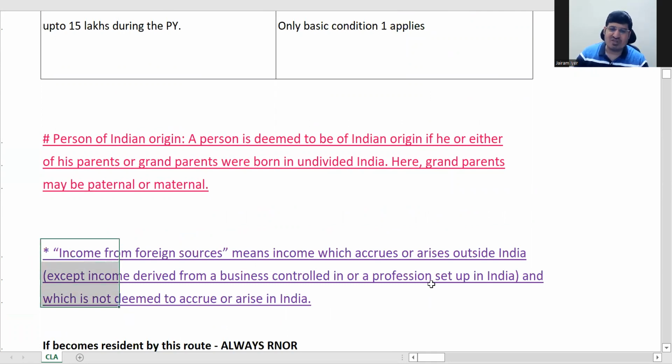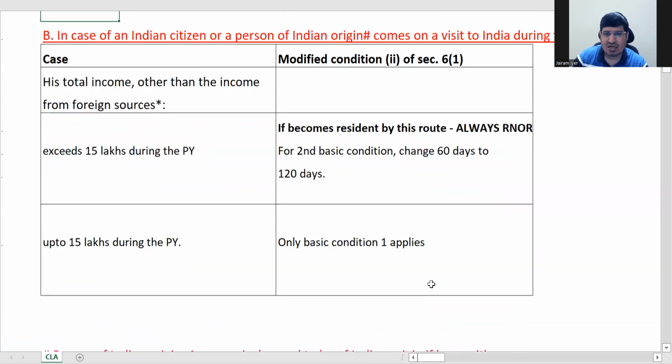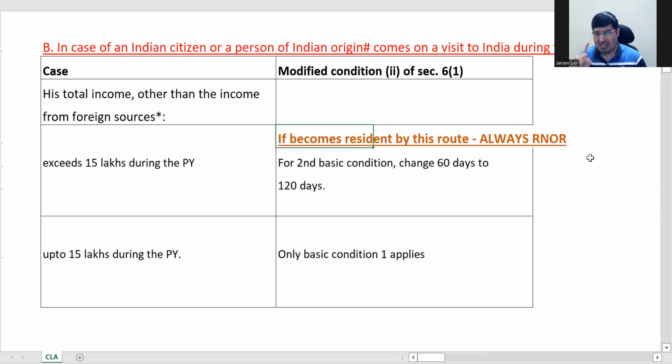Here, income from foreign sources has been defined. For you, it is sufficient that it is foreign income generated from a foreign country, that is, income which is not accruing or arising in India. That much is sufficient for now. One more thing I'll tell you: after this we'll see the concept of RNOR and ROR, ordinarily resident and not ordinarily resident. If the person is becoming resident by this second condition, 120 days, he will always become RNOR. He cannot become ROR. That's one condition.